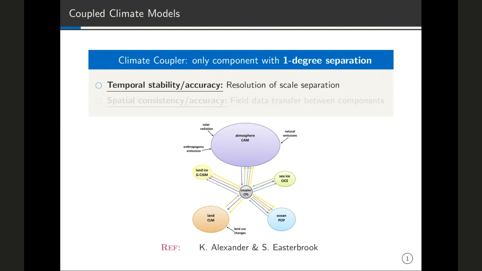The coupled climate models are complex beasts, right? So this is a sample hub and spoke model, and typically they sit at a 1 degree separation from every other component, and so any inaccuracies that you make in the coupler tend to propagate pretty quickly to the other components.